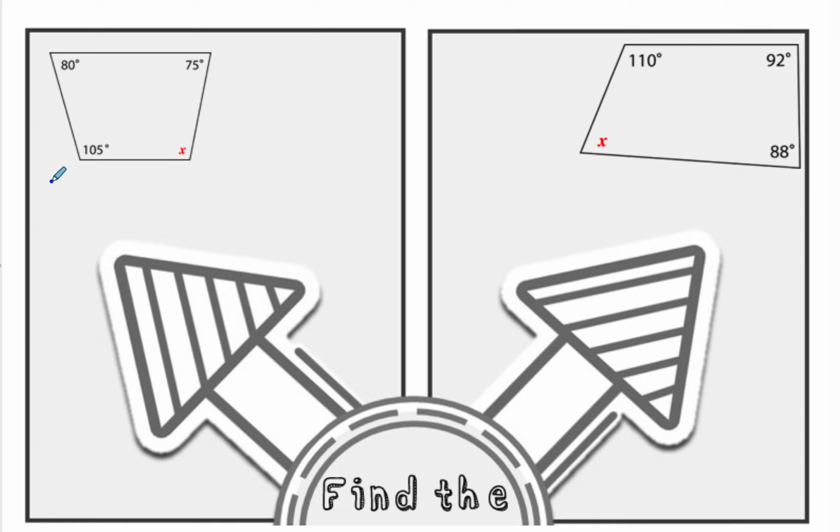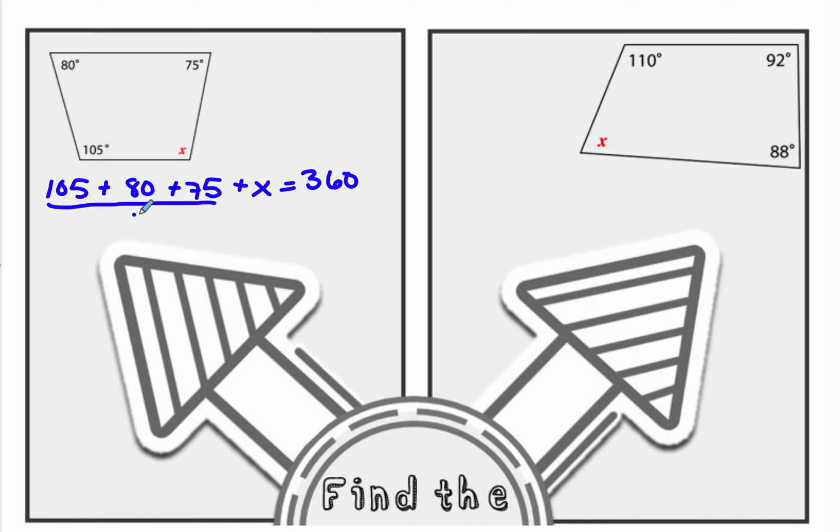Okay, so I'm going to start over here. 105 plus 80 plus 75 plus x equals 360. So my 4 angles, 1, 2, 3, 4, all have to equal 360 when they add together. The first thing I'm going to do is add together the angles that we know. Everything that's on the same side together, if it can be combined with addition or multiplication or division, you need to do that as your first step.